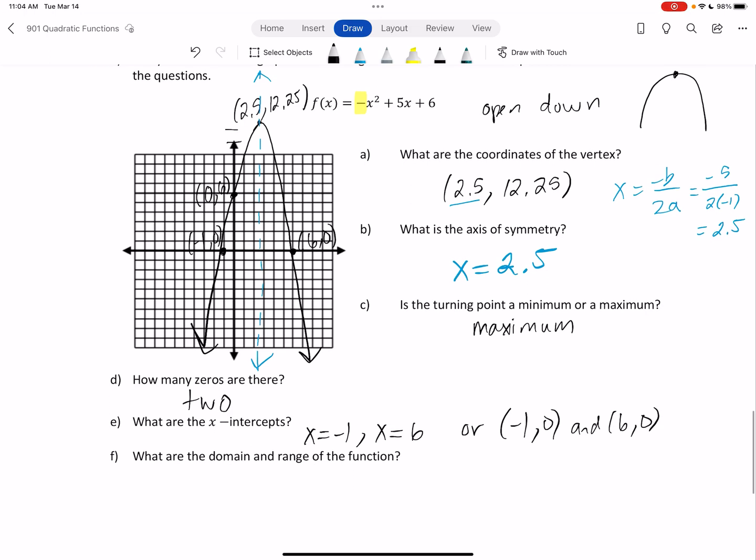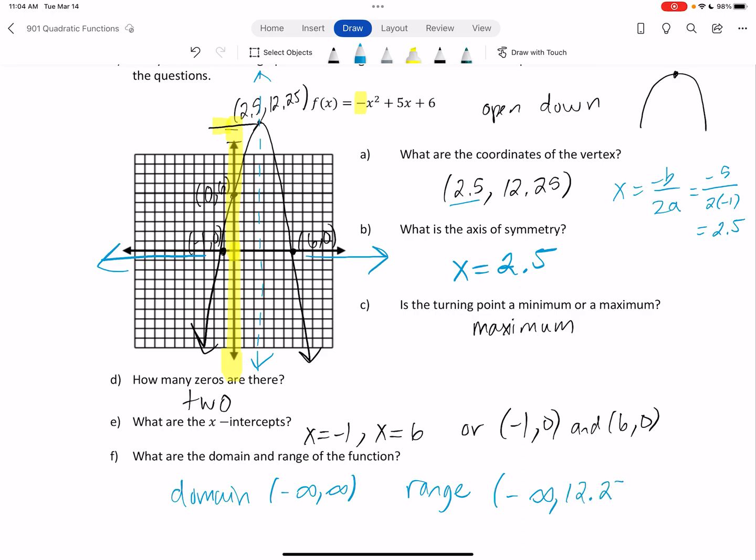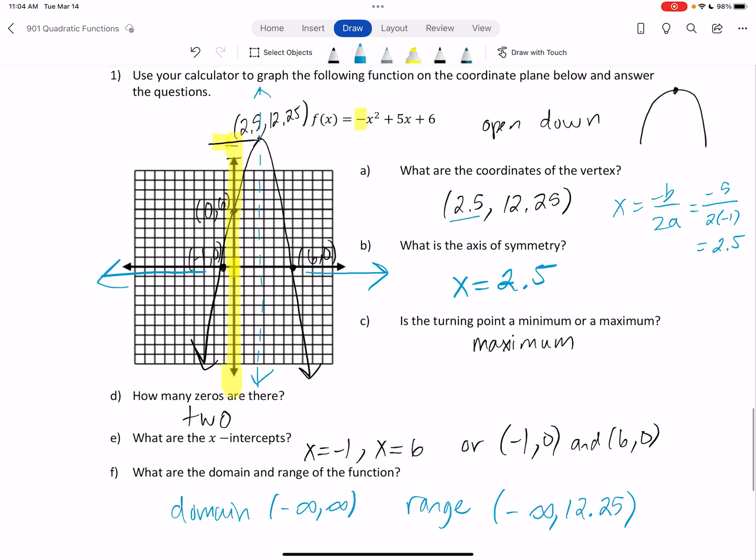What is the domain and range of the function? If you notice, the x values go all the way to the left and all the way to the right. So the domain is going to be negative infinity to positive infinity. For the range, remember we go from bottom to top. This graph goes down forever, but it stops right there at the vertex. So the range is going to go from the bottom, negative infinity, to the top, 12.25. So use Desmos because you can find all those points right in Desmos: the vertex, the x-intercepts, the y-intercepts. Use that and your graphing calculator.